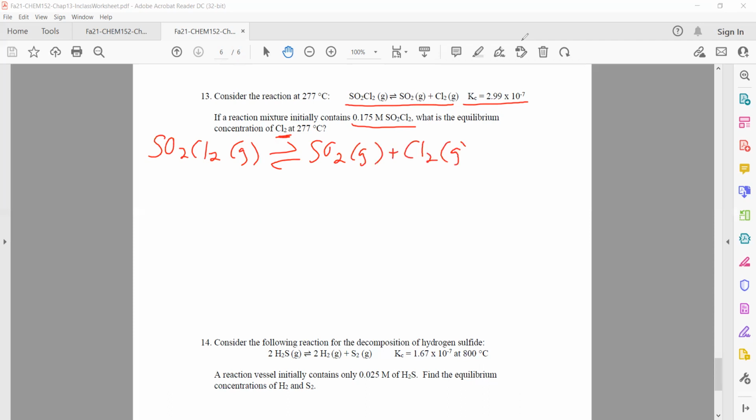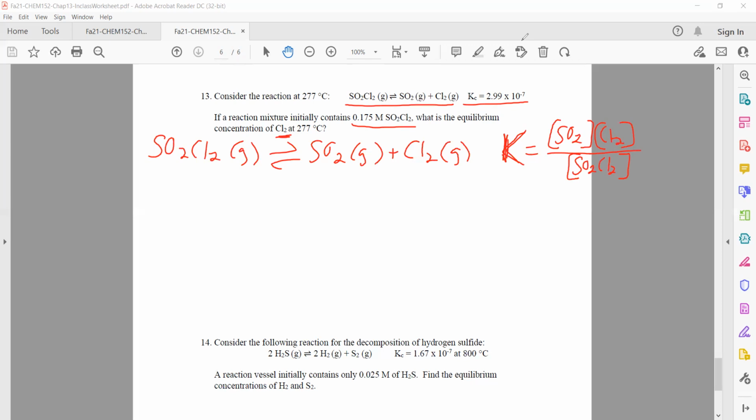And because everything is in the gaseous state, we know that we want to include all of these species in our equilibrium expression. If I write that, K is equal to the concentration of SO2 times the concentration of Cl2 divided by our concentration of SO2Cl2. So this is just products over reactants. In this case, our coefficient for every reactant and product is 1, so we don't need any additional exponents.